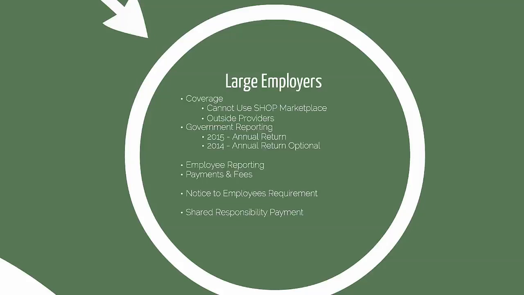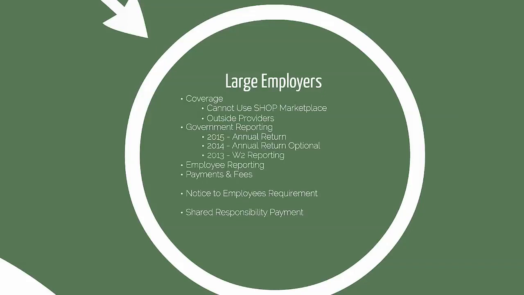They must also report the number of full-time employees for each month of the calendar year. They must also report for each full-time employee the name and address and taxpayer identification number of the employee and the months, if any, during which the full-time employee or any of their dependents were covered under the eligible employer-sponsored plan. And they may also have to provide additional information as required by the Secretary of the Treasury.